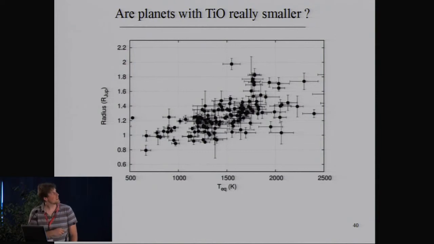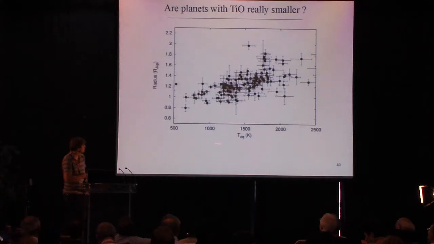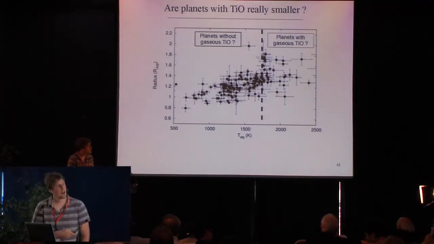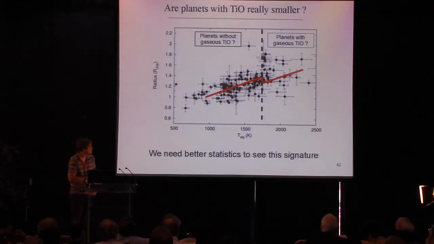So just to finish, do we see that in the data? This is the radius of the planet as a function of the equilibrium temperature. And if this theory were right, we would expect, for cold planets that are too cold to have gaseous TiO and hot planets that are hot enough to have gaseous TiO, a small step of this order of magnitude between the two populations. Clearly, for the moment, I won't bet anything that this is true or untrue.